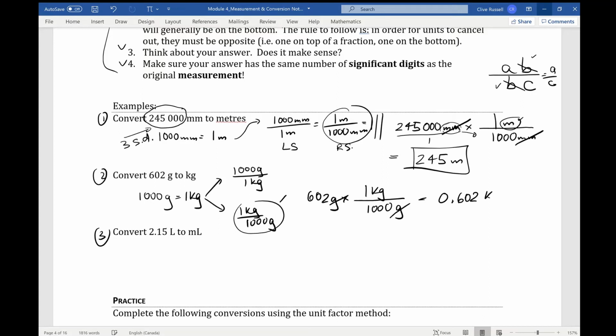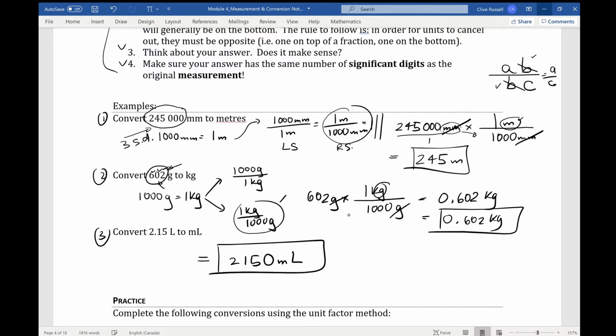0.602 kilograms that's left. And the original measurement had 3 significant digits: 6, 0, 2. Remember, a 0 between significant digits is significant, so that 0 is significant. So this now is our final answer, 0.602 kilograms. Okay? Now for the final one, I want you to verify that the answer is 2150 milliliters. You could do that as an exercise.